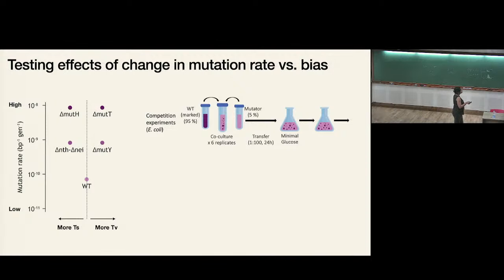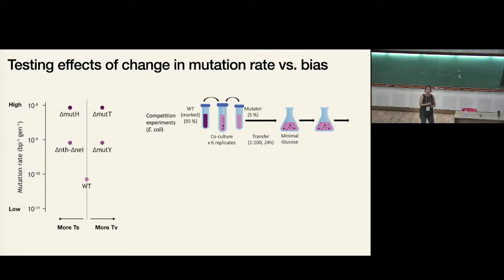How do we do the experiments? We have a wild type, a marked strain of wild type, which has a neutral phenotypic marker based on which we can measure its frequency in the population. We give it a starting advantage with 95%, and only 5% of each of these mutators in turn gets added in. And then we mix it up and we keep transferring the cultures every day, okay, in glucose media.